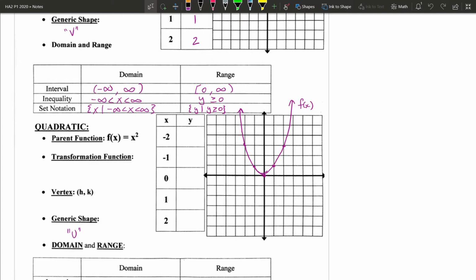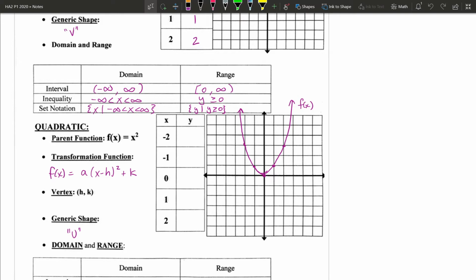So I always recommend doing vertex form if you're going to be graphing parabolas. It would look like f of x is equal to a times the quantity x minus h squared plus k. My favorite form for quadratics. So the a, again, is how fat or how skinny our graph is. The h is the horizontal shift, and the k is the vertical shift.